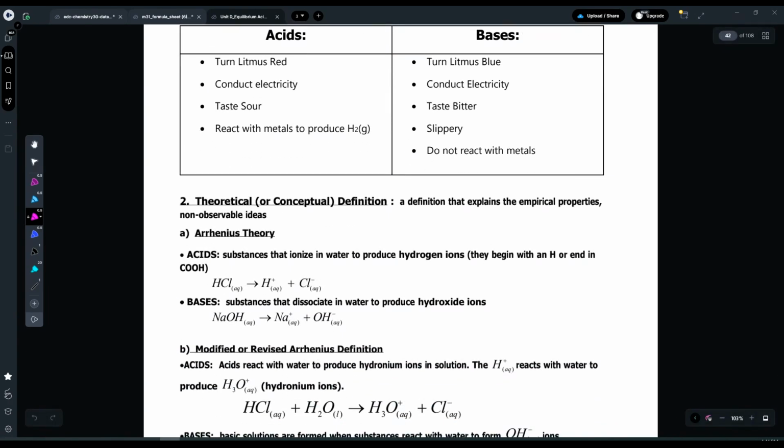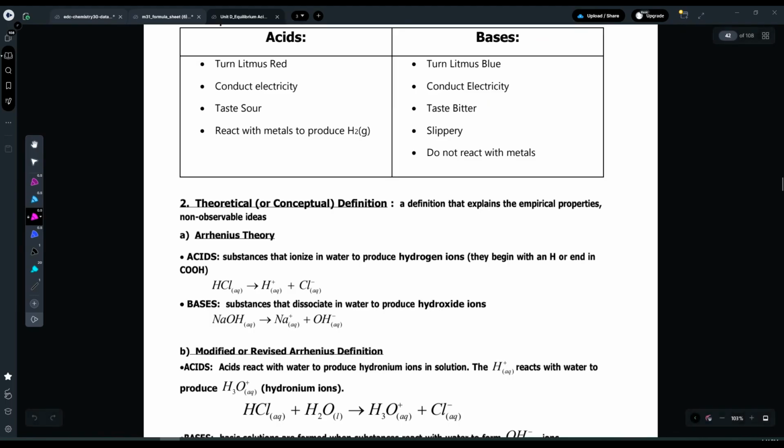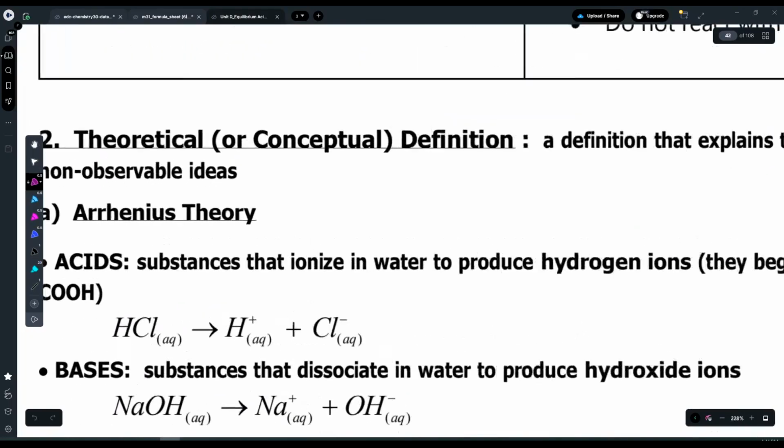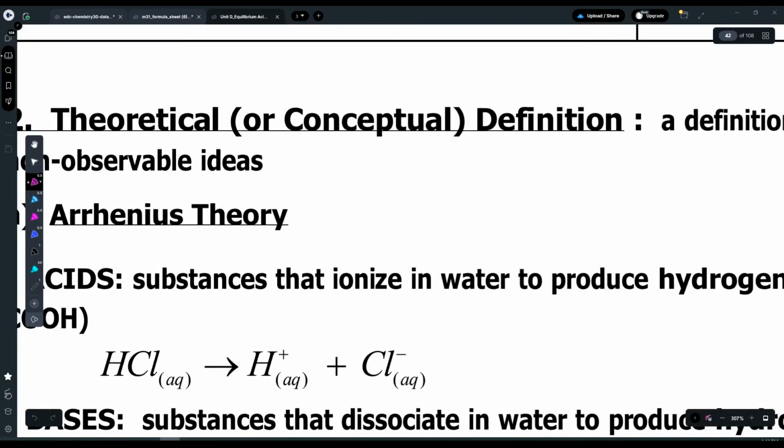Now, moving on to more theoretical definitions of acids and bases, we're going to start off with Arrhenius theory. These definitions are based off of non-observable ideas, but they explain the empirical properties. With the Arrhenius theory, you could think of that as sort of the original theory of acids and bases.